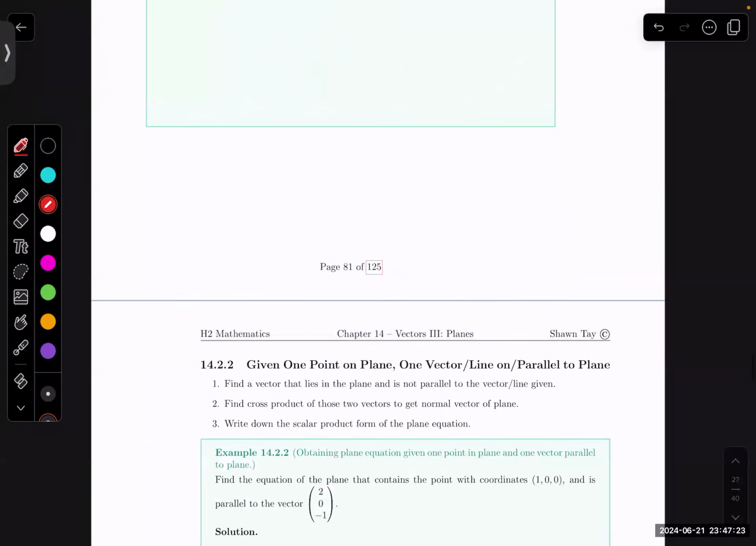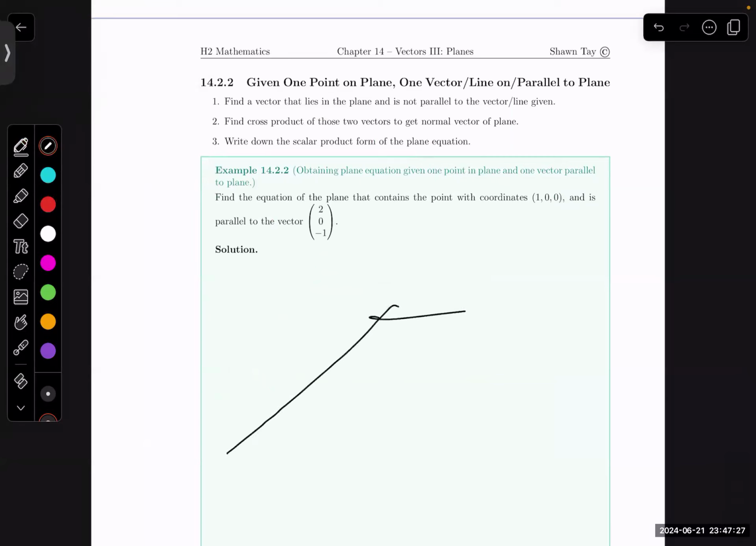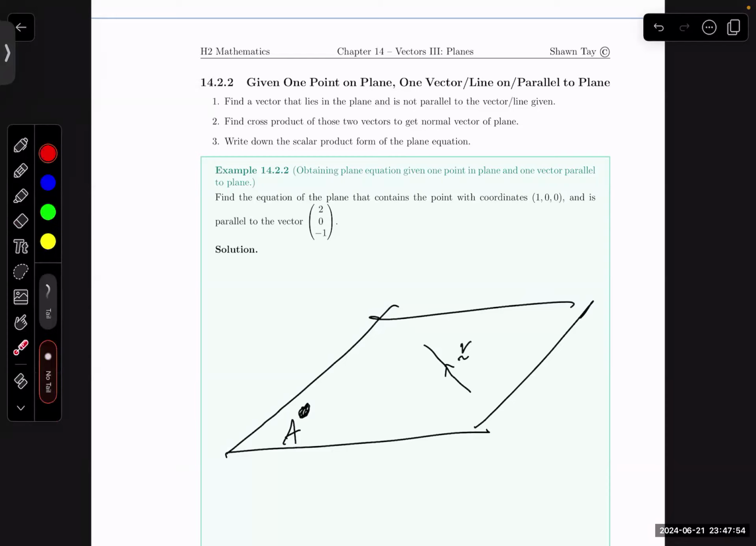Next one. If you have 1 point on a plane, point A, and then I have a line parallel to the plane, or 1 vector parallel to the plane. Let's say the vector is this. It's not normal, it's just lying in the plane. The vector, say vector V. What I can do is, the instructions are here.